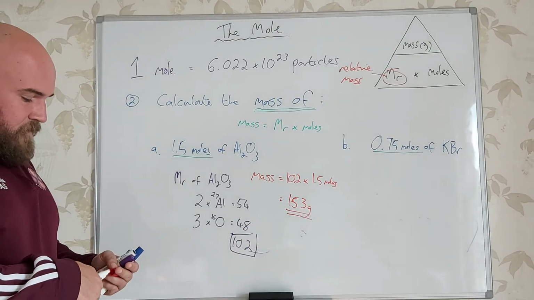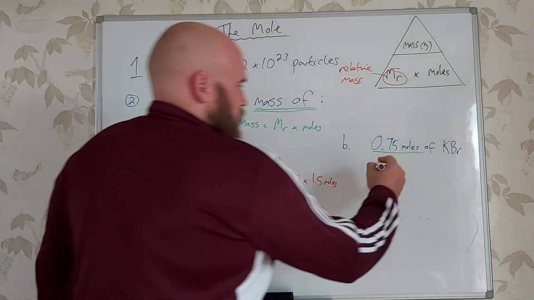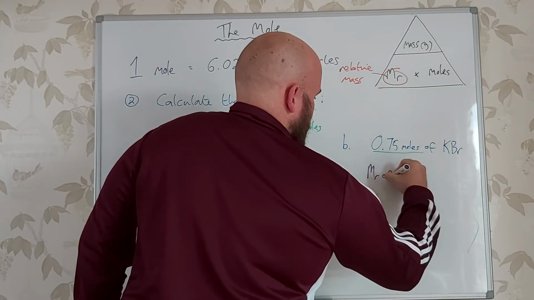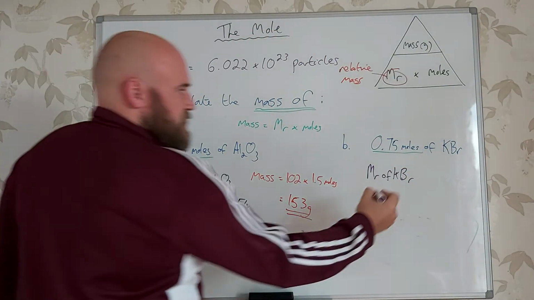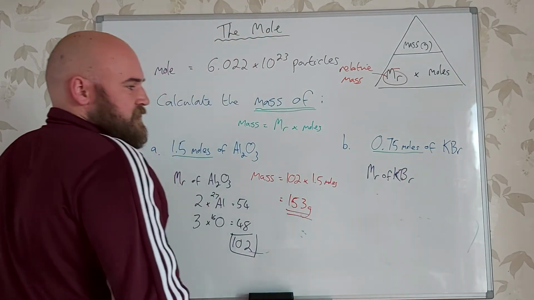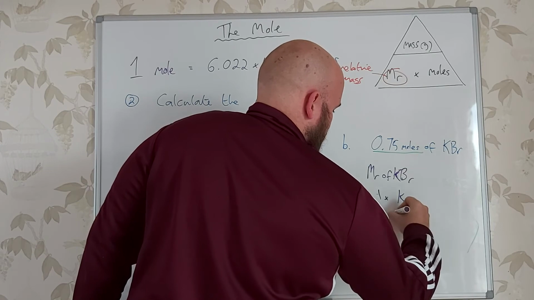Right, and let's do the final one over here. So 0.75 moles of potassium bromide. First things first, I need to work out what the Mr of potassium bromide is. So I've got 1 K, 1 Br.